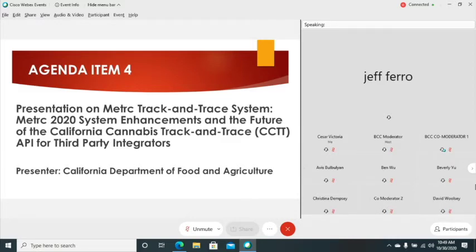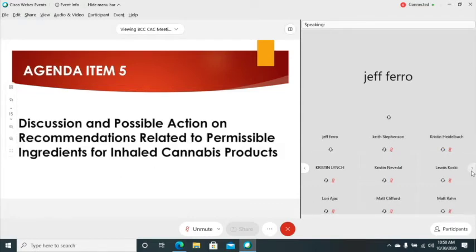Thank you. With that, we'll be moving on to the next agenda item, which is agenda item 5, a discussion and possible action on recommendations related to permissible ingredients for inhaled cannabis products. I see a hand from a committee member, Committee Member Cermak. This is Committee Member Cermak. I'd like to request that we switch this agenda item with the following agenda item. One on potency, I think, is going to be something that we can probably dispense with a little bit sooner, and I prefer doing that one first, if we can.